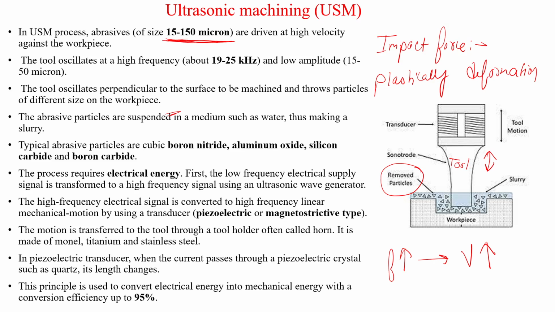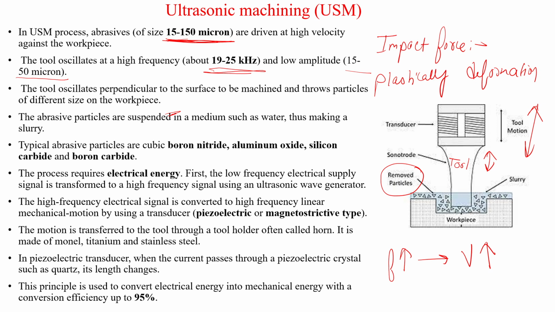Okay. The tool oscillates at very high frequency, because you want the breakage of the workpiece, the material to get chipped off. So the transducer provides a frequency in the range of 19 to 25 kilohertz. And what is the amplitude? It is the maximum distance up to which the tool moves in this motion. The amplitude is 15 to 50 microns. Fine. Abrasive size is 15 to 150 microns, frequency provided by the transducer is 19 to 25 kilohertz, and the amplitude is 15 to 50 microns. Okay, fine.